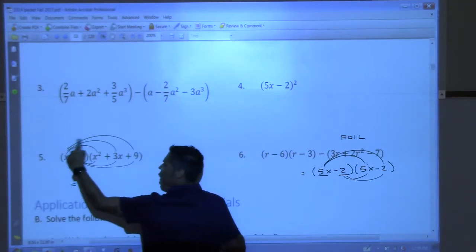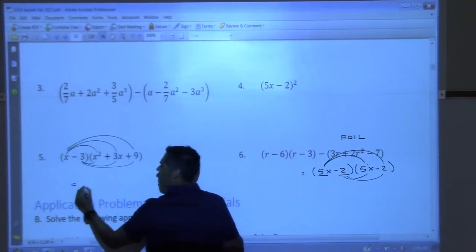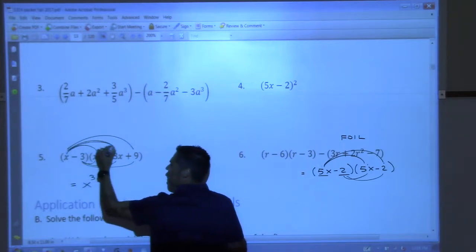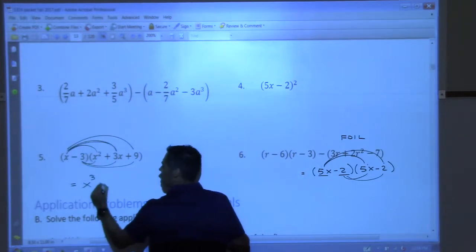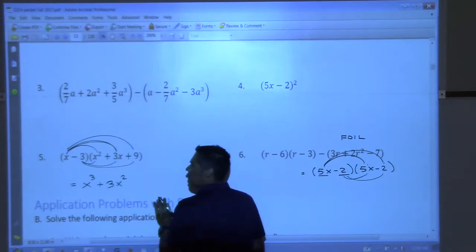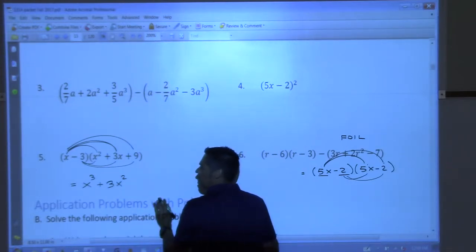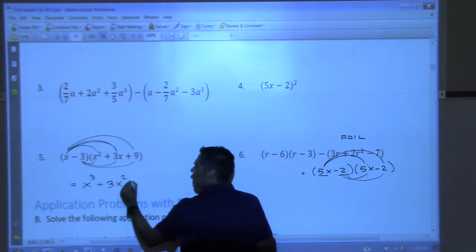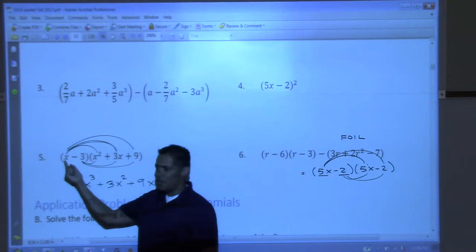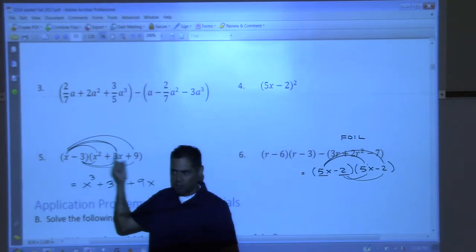So we do the first little arc here. x times x squared is x cubed. x times 3x is 3x squared. Y'all with me? And then what's the last one for that? Plus 9x. So we have basically exhausted that first one now, right? It has passed through all 3 terms.